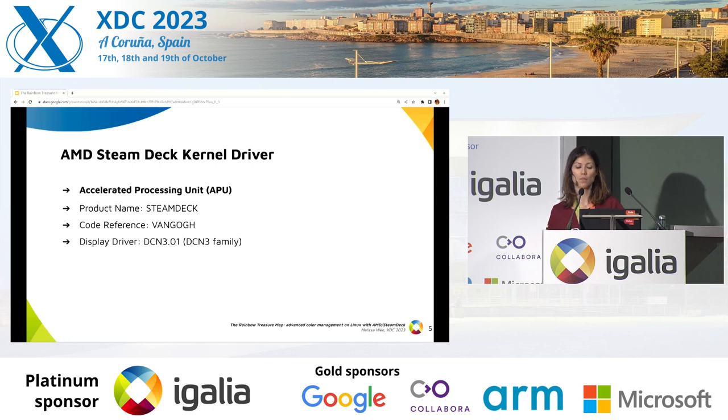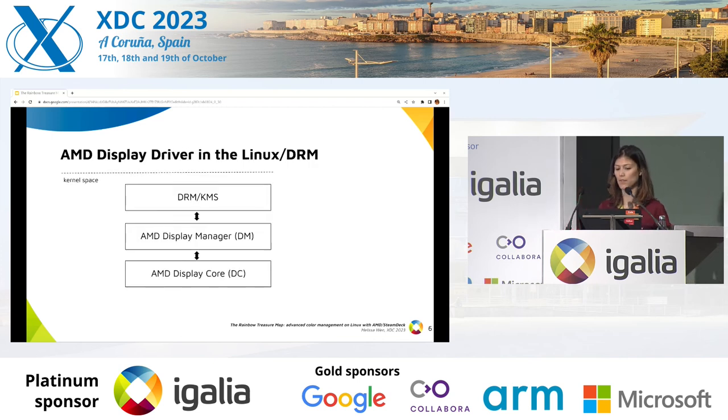And knowing this is important because newer AMD DCN drivers inherit implementations from previous families. Additionally, each generation of AMD hardware may introduce new color capabilities. So it's important to familiarize yourself with your specific hardware. The AMD driver in the Linux kernel space consists of three layers: the DRM KMS framework, then the AMD Display Manager, the DM, and the AMD Display Core, DC.